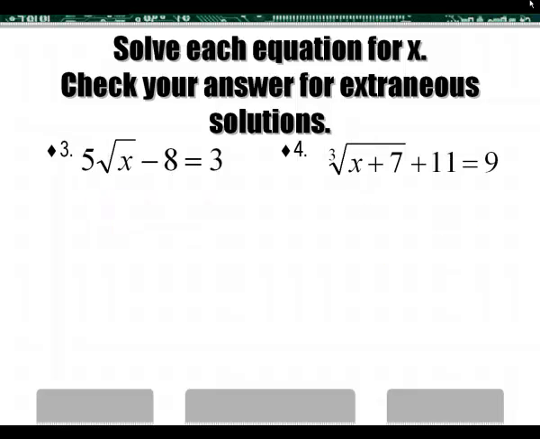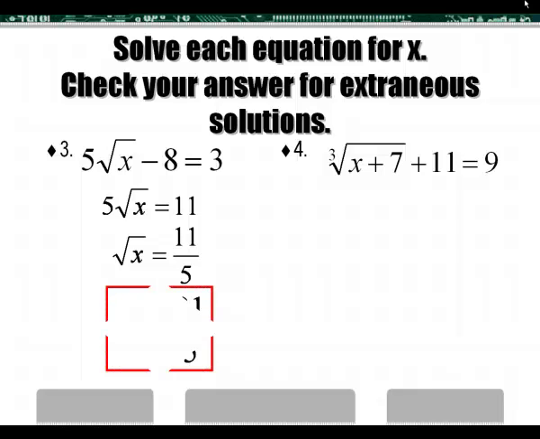On number 3, we're going to start by adding 8 to the right side to get 11. And now we're going to divide by 5 to get 11/5. And to get rid of the square root, square both the 11 and the 5. So 121 over 25 would be our final answer.